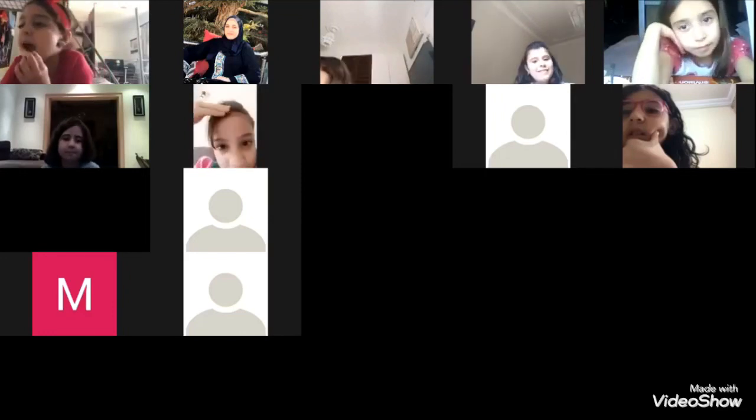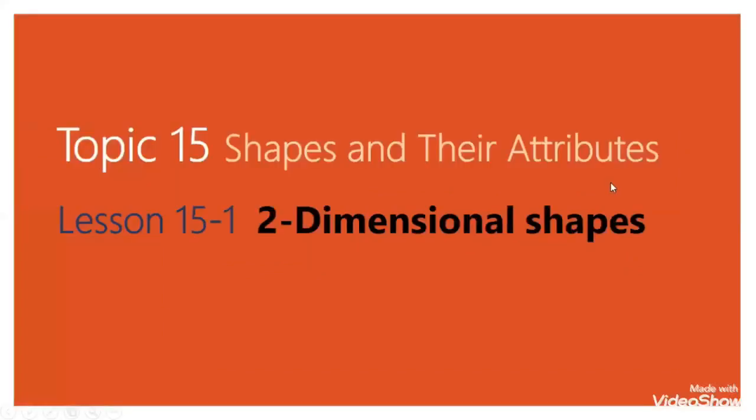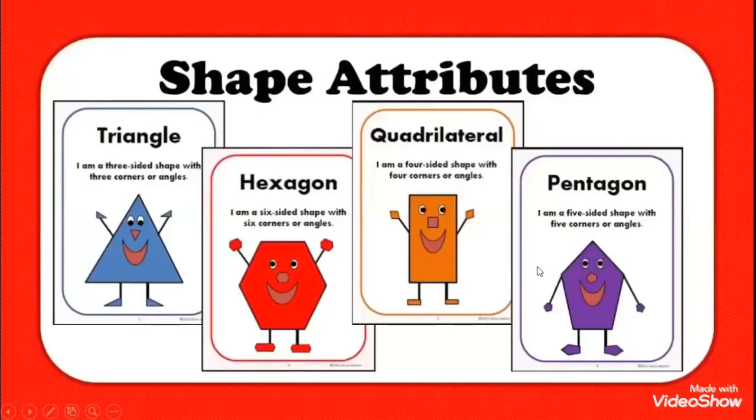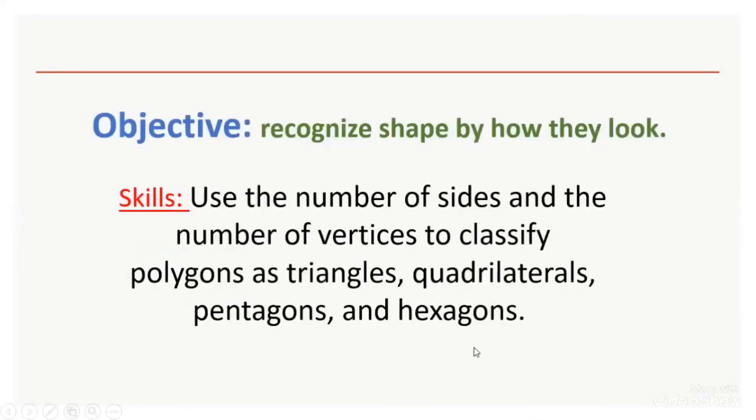Now, let us start our lesson for today. Today, we will start a new topic, topic 15, shapes and their attributes. Lesson 15.1, two-dimensional shapes. We will learn the shape names, as you see here. Objective: recognize the shapes by how they look. Use the number of sides and number of vertices to classify polygons as triangles, quadrilaterals, pentagons and hexagons.